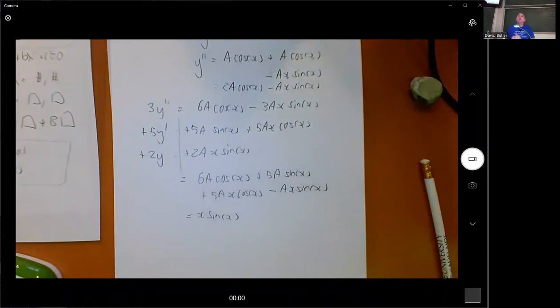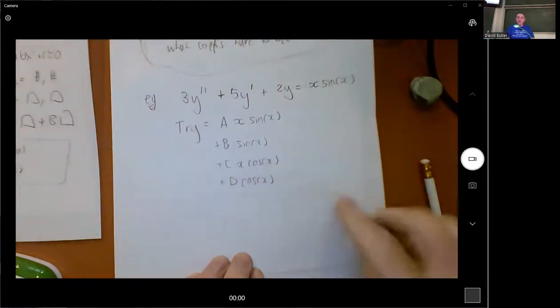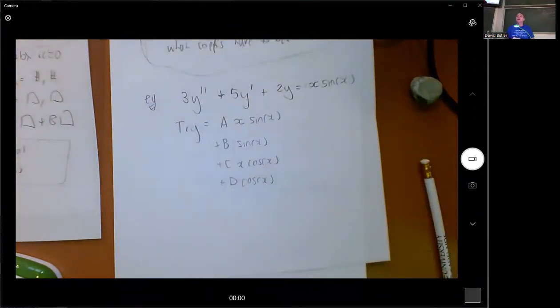I do not want to do this problem because I'm going to have to differentiate this twice and sub it in, and I don't want to do it. Is it okay not to do it? I will do it if you want me to. No? Okay.